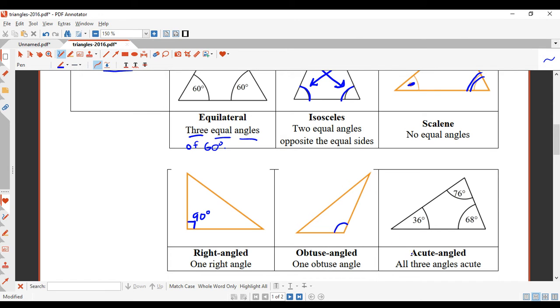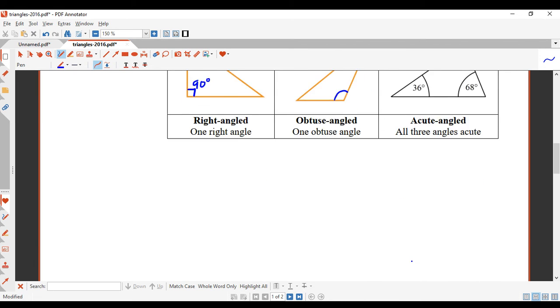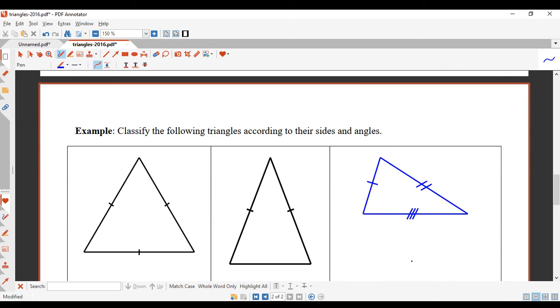What about an acute angle triangle? Well, if all three angles are acute, now remember acute angles are 0 to 90, but not including 0, not including 90. So acute angles are between 0 and 90. If all three angles are between 0 and 90, then we call it an acute angle triangle. So those are all the labels. Let's have a look at some examples now.